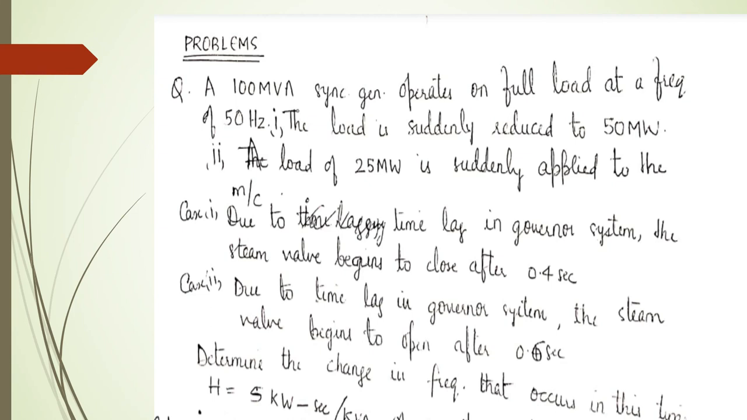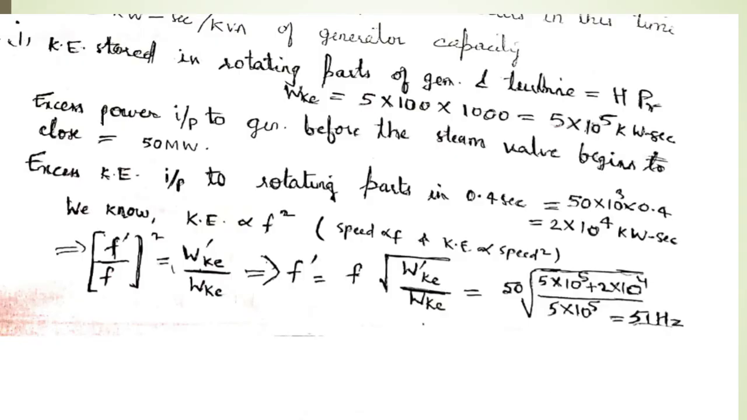For case 1, due to time lag in governor system, the steam valve begins to close after 0.4 seconds. Say case 2, due to time lag in governor system, the steam valve begins to open after 0.6 seconds. Determine the change in frequency that occurs in this time. H is given as 5 kilowatt second per kVA of generator capacity.